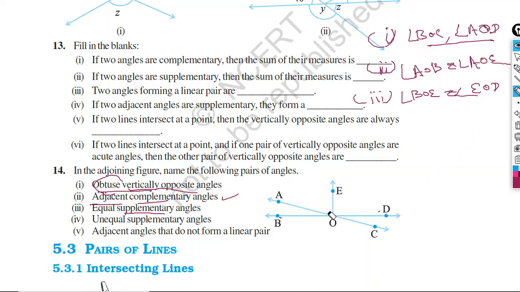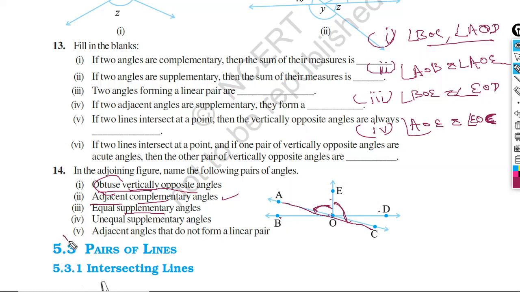Now we will find unequal and supplementary angles. Let's see which are unequal. Look at it, the SC line. First we will move to the SC line. Angle AOE, this angle, and angle EOC, this angle. That is IV: angle AOE and angle EOC. Any other angle is there which is unequal and supplementary? No, let it be.